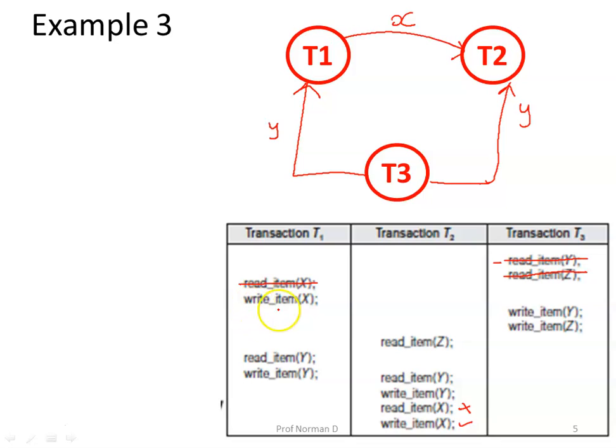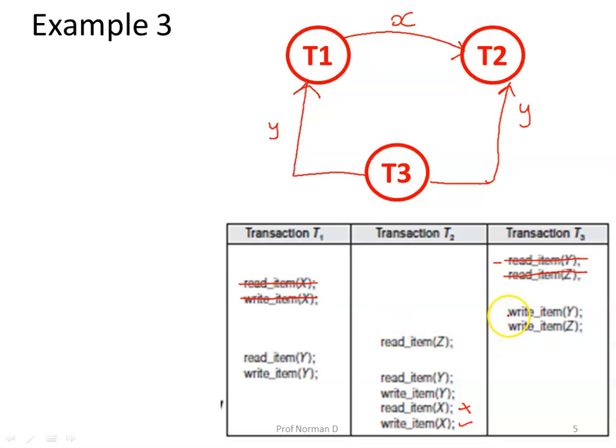The following instruction is write item X. So this is having a conflict with the same instruction, that is write item X. So we draw an edge from T1 to T2 on data item X. So this instruction is also done.